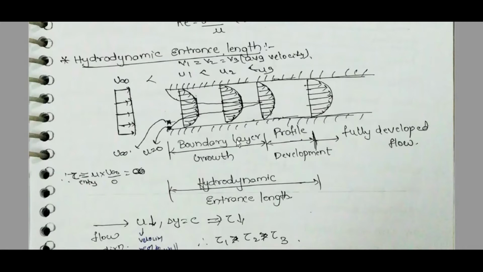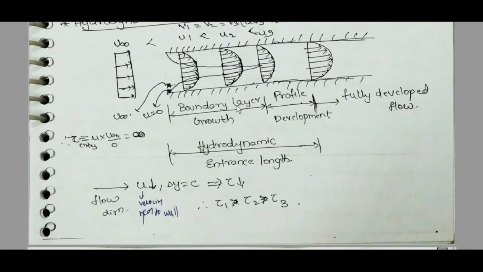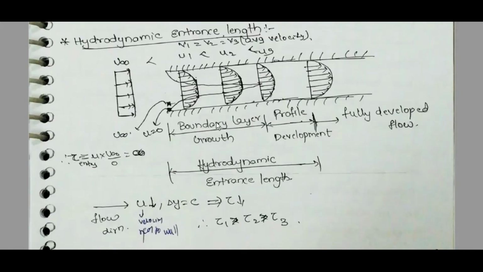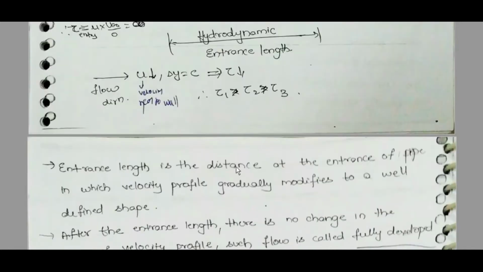From here to here it is boundary layer growth, from here to here it is profile development, and from here it is fully developed flow. Boundary layer growth and profile development both combined are called the hydrodynamic entrance length. U decreases near the wall in the flow direction. Delta y is equal to c. Tau decreases: tau 1 > tau 2 > tau 3.